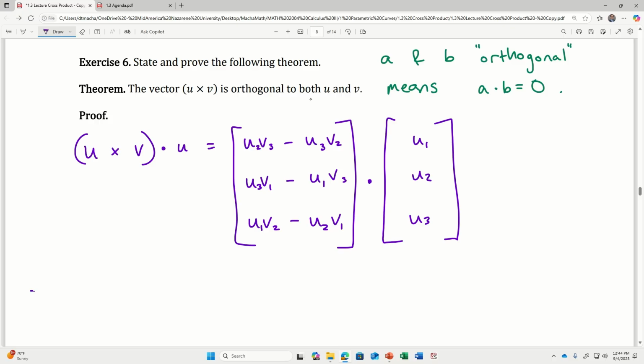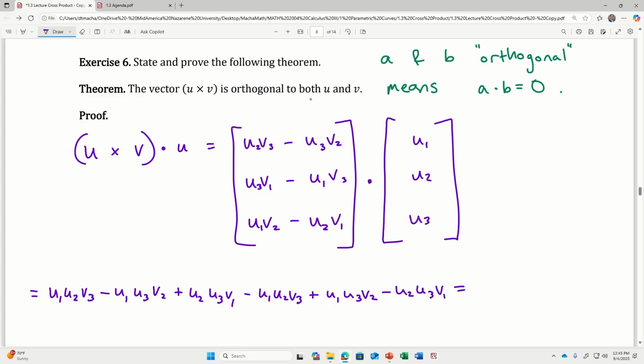And this is going to be an obnoxious thing to write out, but I'm going to try: u1, u2, v3 minus u1, u3, v2 plus u2, u3, v1, minus u1, u2, v3 plus u1, u3, v2 minus u2, u3, v1. And we'll see what that's equal to.